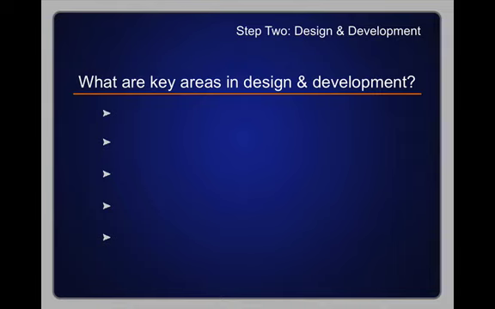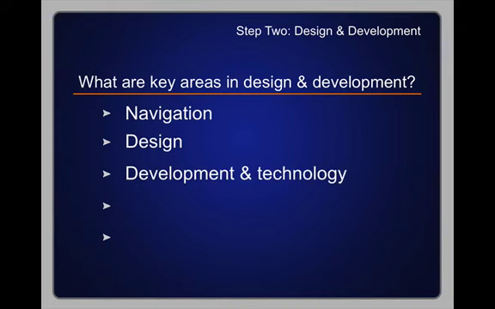So there's 5 key areas of design and development that we're going to review in detail in these videos. The first one is navigation. The second is actually the design, which is the graphics, the color, and the way the site looks. The third is the development and technology of the site, which is the platform it sits on, the hosting, whether it's an e-commerce site, a database, or a CMS website.